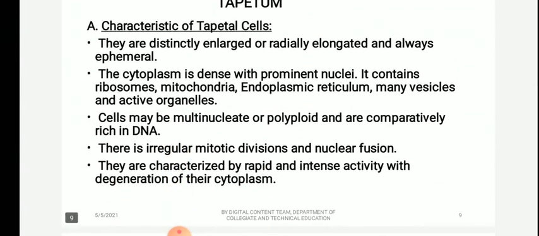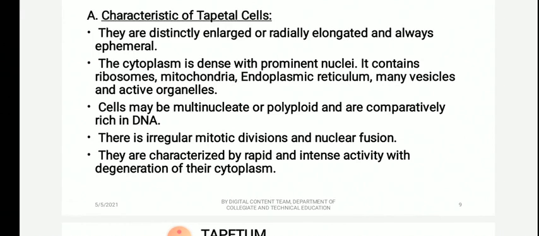Characteristic of tapetal cells, they are distinctly enlarged or radially elongated and always ephemeral. So in a completely mature anther, we will never see the tapetal cells because it would have given its food to the developing microspores, and hence after the anther is matured, it disintegrates.